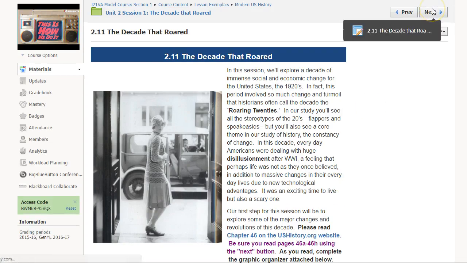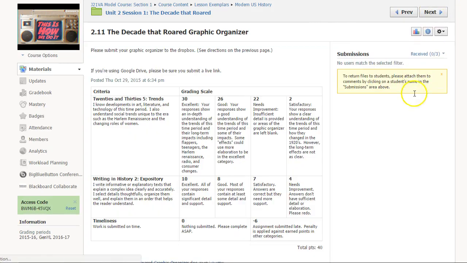So then they are going to the next page and submitting their graphic organizer. You can see I have a rubric here that's connected to the standards.